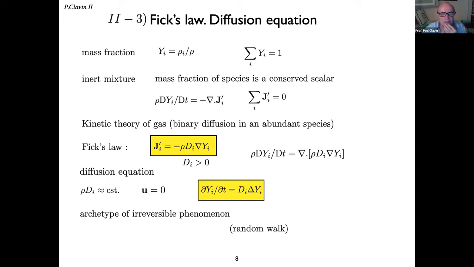And using this Fick's law, the conservation equation of the species i takes the form of a diffusion equation, which says that the derivative with respect to time of the mass fraction is equal to the Laplacian of the mass fraction multiplied by the diffusion coefficient D_i, which is necessarily a positive quantity because the entropy production, as we will see, should be positive. This equation is the archetype of an irreversible phenomenon.